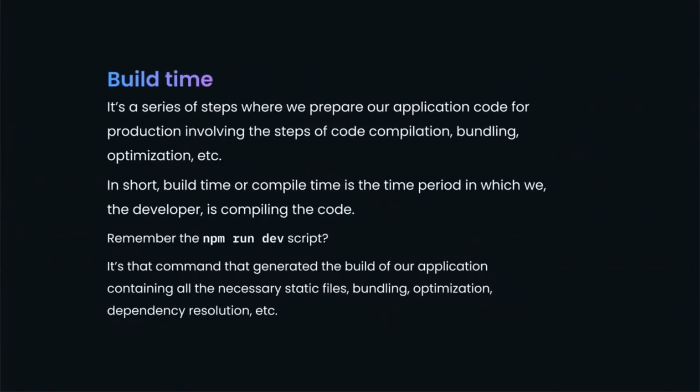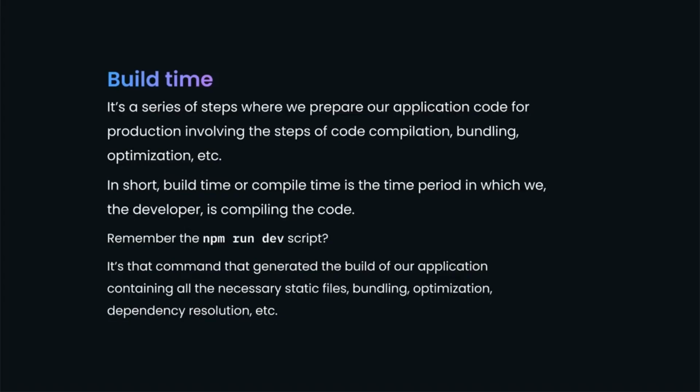Build time is a series of steps where we prepare our application code for production, involving steps of code compilation, bundling, optimization, and more. In short, build time or compile time is the time period in which we, the developers, are compiling the code. Remember that npm run dev script? It's that command that generated the build of our application containing all the necessary static files, bundling, optimization, dependency resolution, and more.